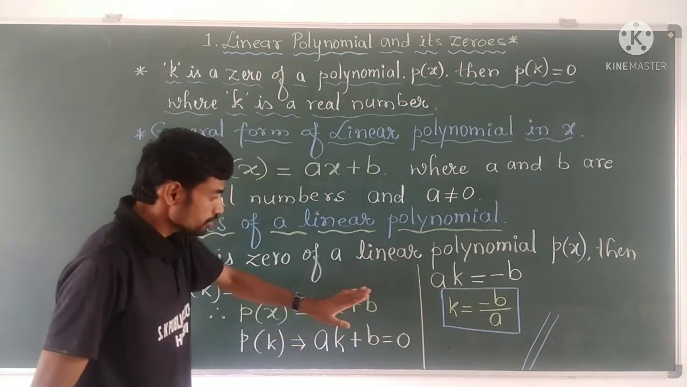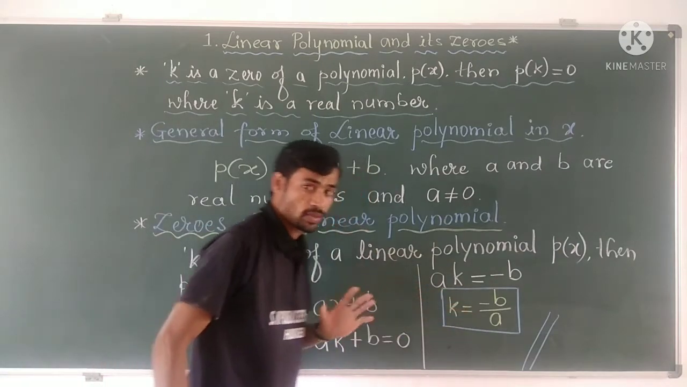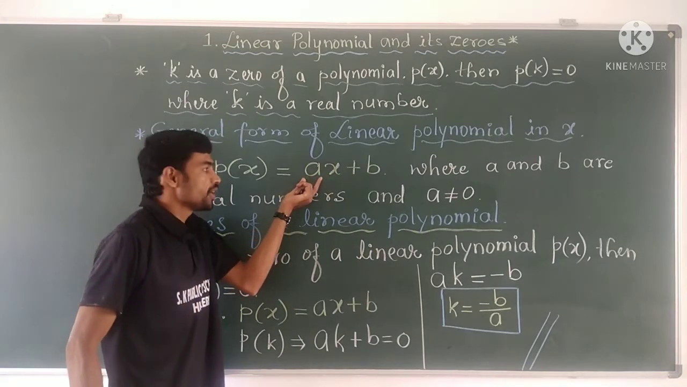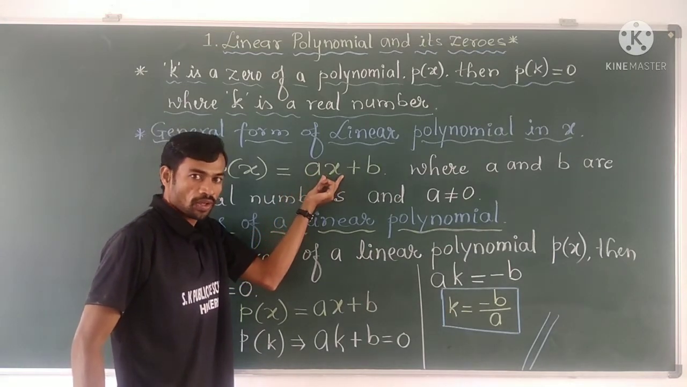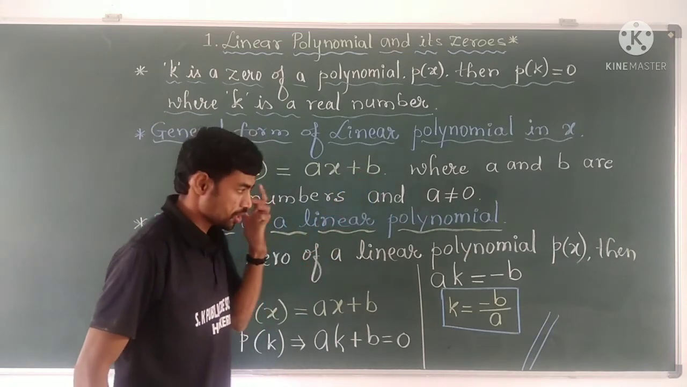So how does this work? Look here. What is a here? It is the coefficient of x. And what about b here? It is the constant term.